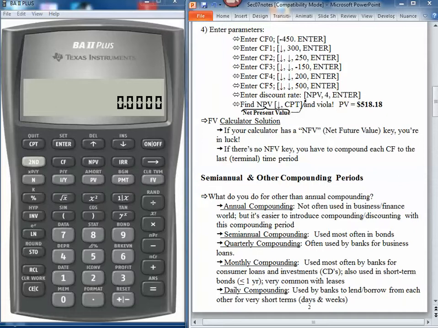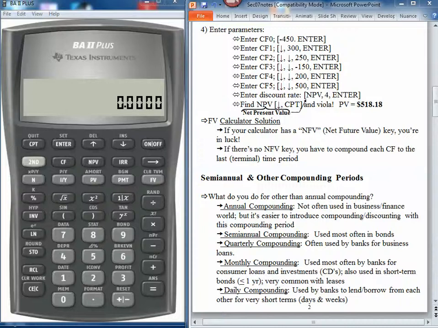Now let's consider situations where compounding occurs more frequently than annual compounding. Specifically, we'll be looking at semi-annual compounding, quarterly compounding, monthly, and then even daily. I'll have a small discussion on continuous compounding, but it's not commonly used.